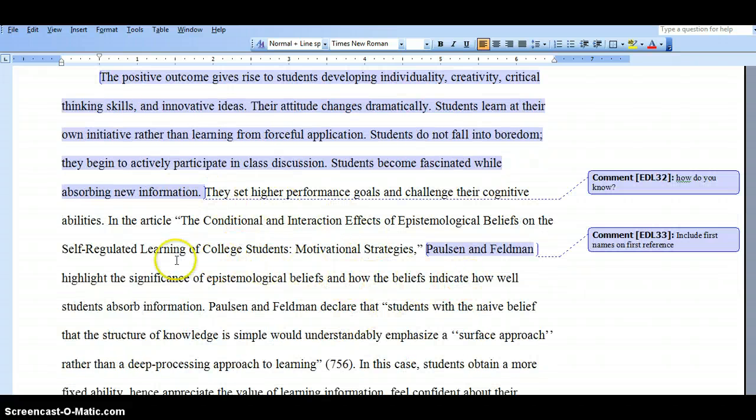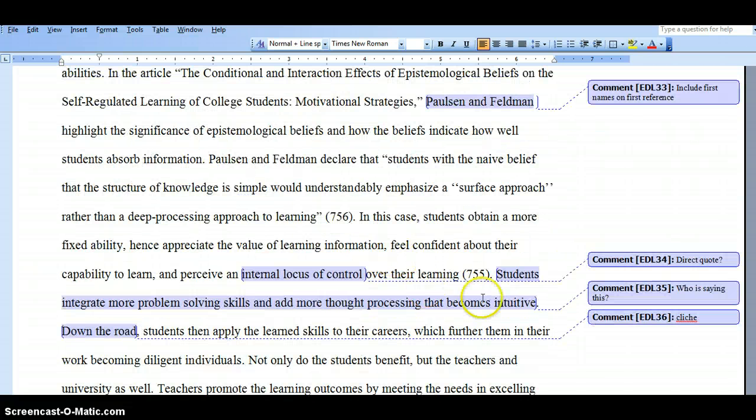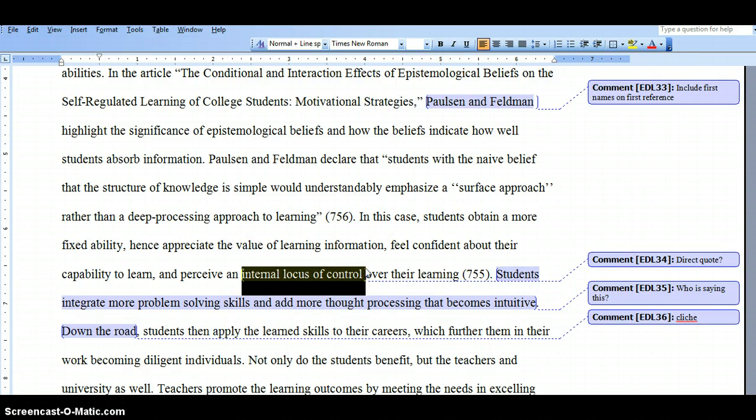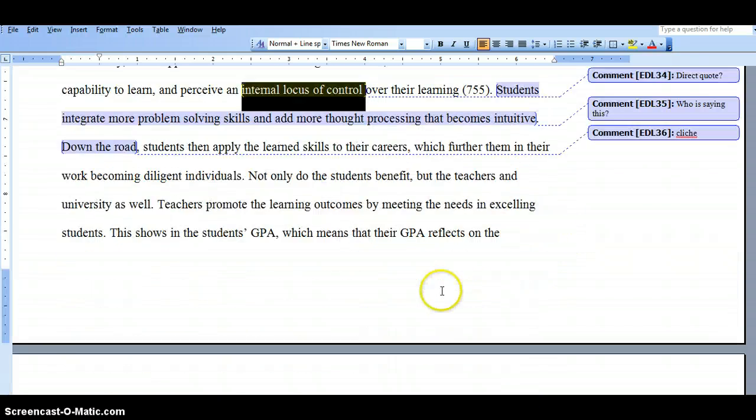Using the second source, Paulson and Feldman, on first reference you should always include the full name, so first name, last name, and then later on you can use just the last name. Again, looking at quotations, this is a phrase that stands out to me as not the writer's. So this is actually a direct quote, and you may need to indicate who is being quoted. Again, indicate where you are and where your source is.